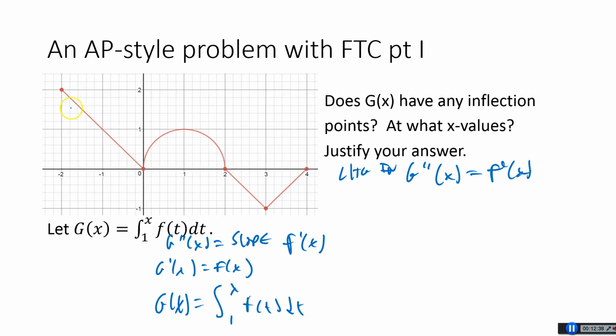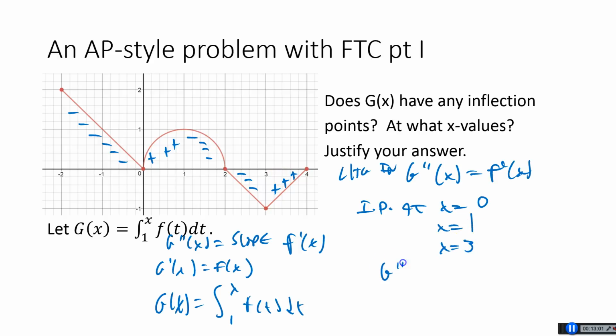So let's mark the slopes here. At this point, we have negative slope. Then we change to positive slope. Then we go back to negative. Then we have continued negative slope here, and then we change to positive at the end. So it looks like we have inflection points at x equals 0, x equals 1, and x equals 3, because those are the spots where g double prime of x, which is f prime of x, changes sign.